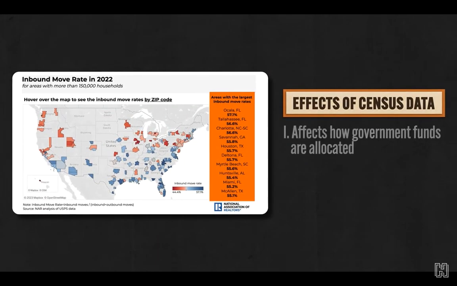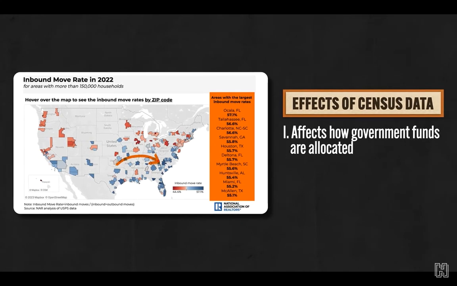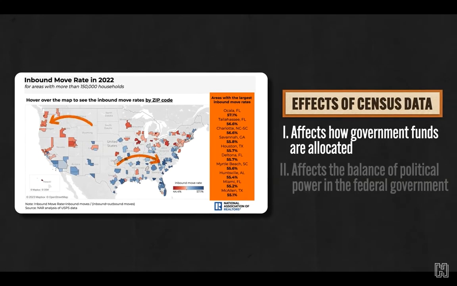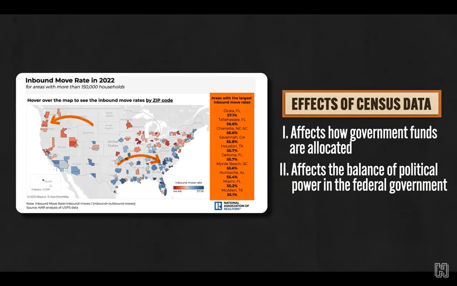First, it can affect how all those sweet government funds are allocated. More people here, more money. Less people here, less money. And second, it can affect the balance of political power in the federal government. Now, in case you don't know, our Congress, whose job it is to make laws, has two houses, the Senate and the House of Representatives. And for now, you don't have to worry about the Senate because it's the House that's affected by census data.